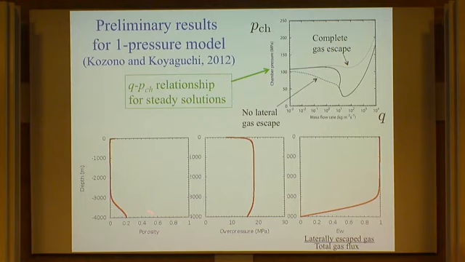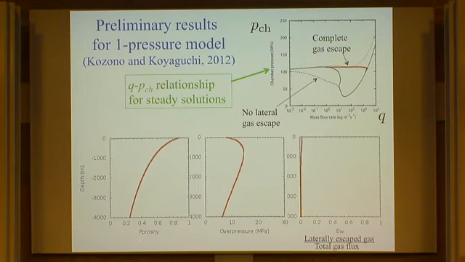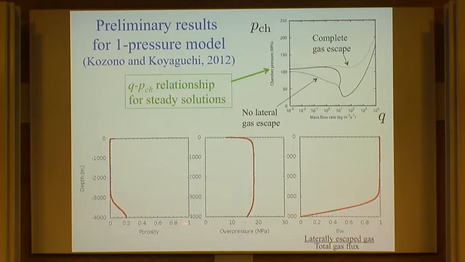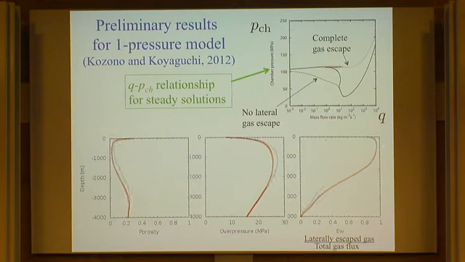Through this situation, basically all the gases escape from the conduit wall, but the high porosity part propagates from the deeper part to the shallow part, and this part's gas volume fraction becomes more than 0.8. That means transition to explosive eruption. And then the efficiency of lateral gas escape decreases like this, and overpressure changes like this.